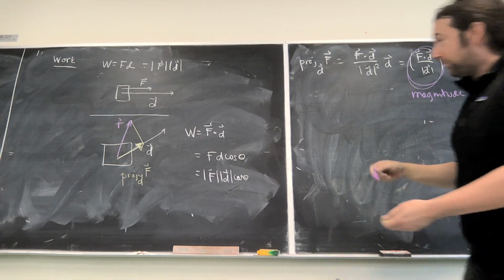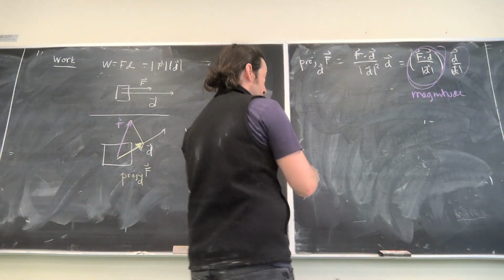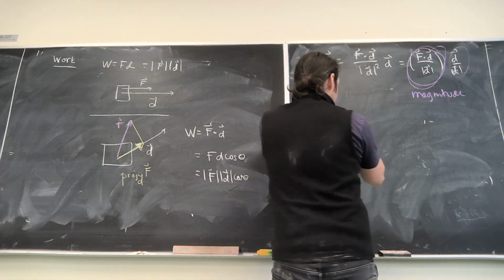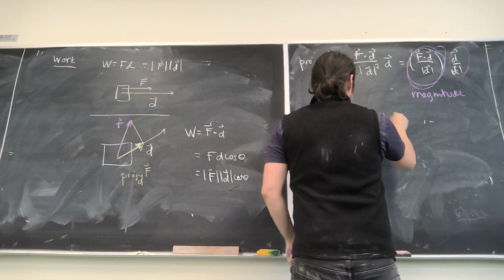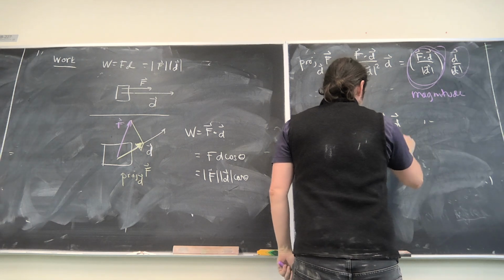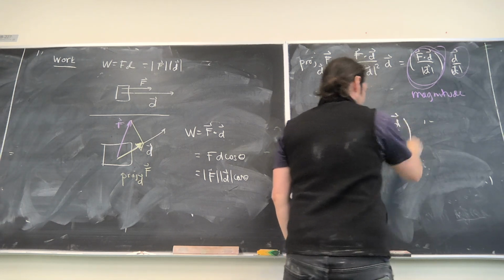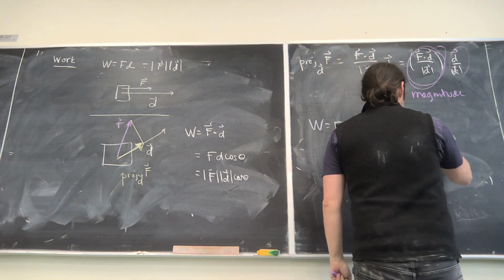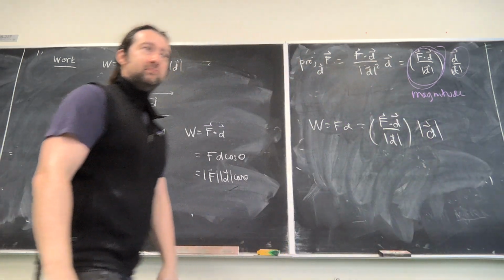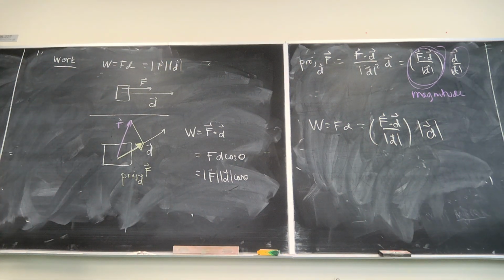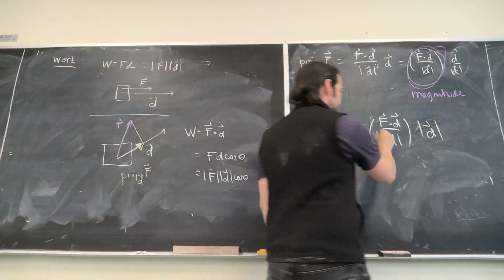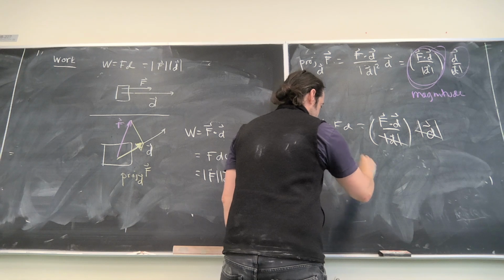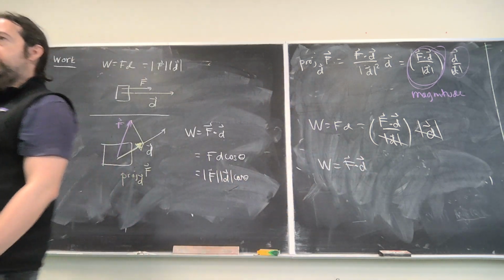So the magnitude of that projection, the F from our formula, work is equal to FD. The magnitude of the force vector is F dot D divided by the magnitude of D. And the magnitude of the displacement vector is the magnitude of the displacement vector. And then the magnitudes cancel, and you get work is equal to F dot D. That's why that formula is true. It's just vector projection.